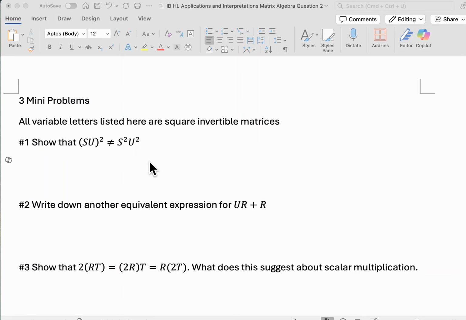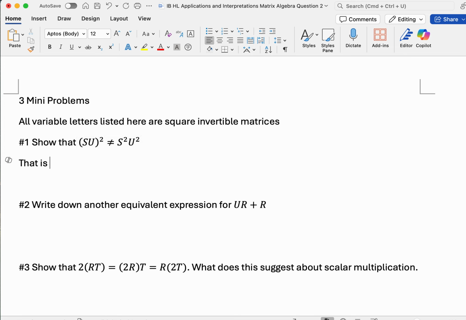As per my first video in the playlist, any letters you see here are going to be square invertible matrices, which are finite. They're not going to be infinite dimensional, otherwise we get into something complicated called functionals. But first, let's show that (SU)² does not equal S²U².